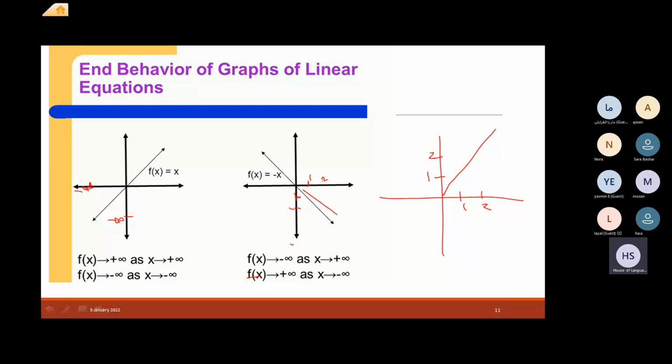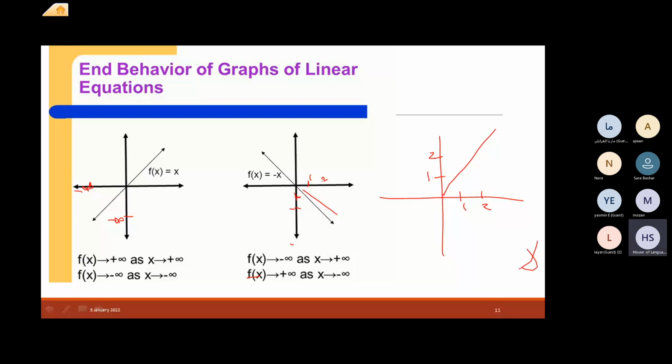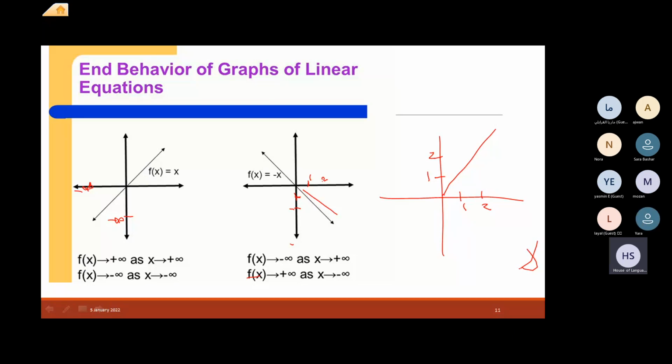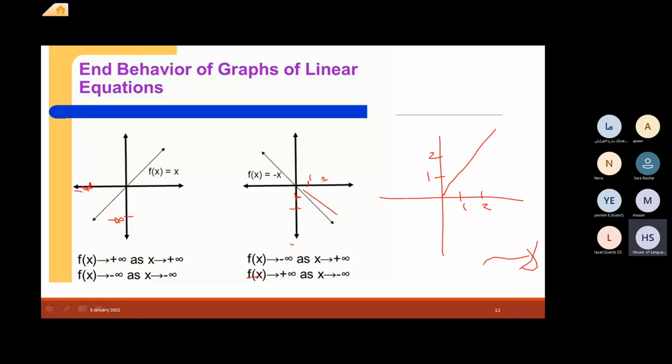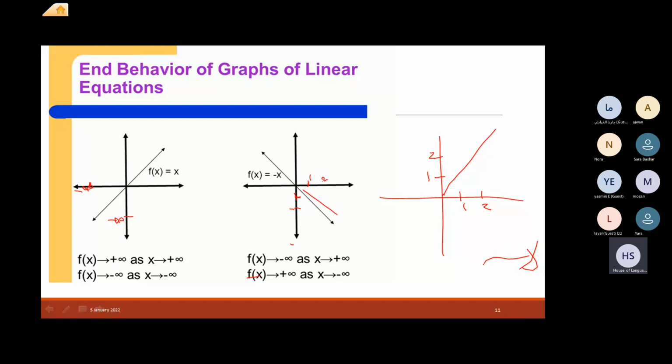Now, how can I say the end behavior, Yaranda? How do you tell me about the end behavior? The coefficient of x is what? Negative. The coefficient of x is negative, so the slope is negative. It will be decreasing or increasing? Yes, Yanada. Tell me about the end behavior for the function. As x goes to infinity, f of x goes down. Bravo. Yes, so here f of x approaches negative infinity.